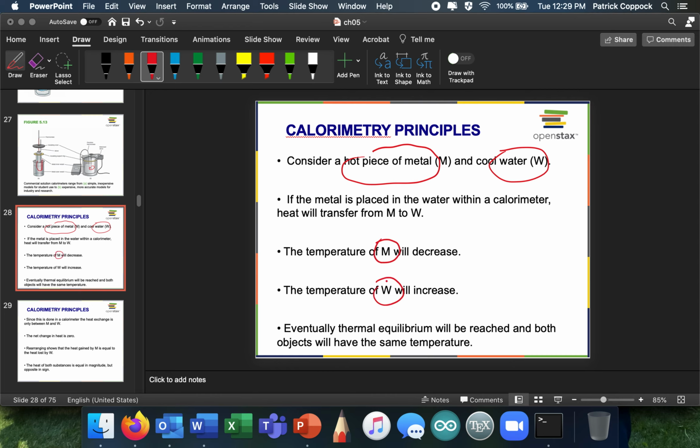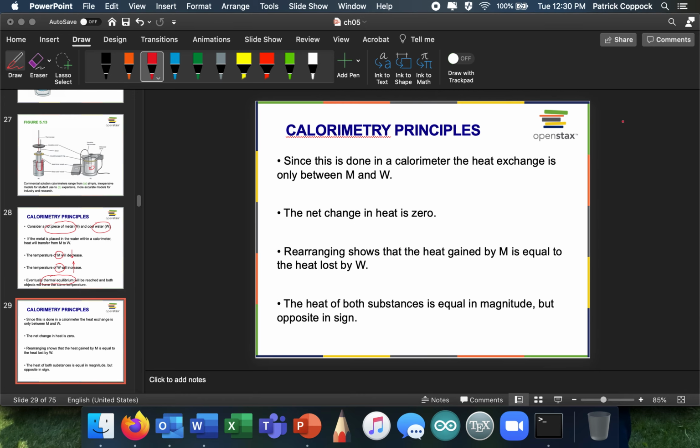The temperature of the water is going to increase, right? And eventually, they're going to be the same temperature, which we're going to call thermal equilibrium. All right. So, since this is done in a calorimeter, the heat is exchanged only between the metal and the water. The net change of the heat is zero, right? So we're going to say whatever the metal loses, the water is going to gain, right?